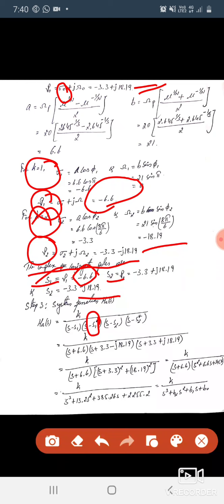Here S1 star we don't have, so we can neglect that. Next, S minus S1. S1 is minus 6.6. Here minus is there, for that reason it's going to be a plus. Then S, here is a minus, for that reason plus. Here is a plus.